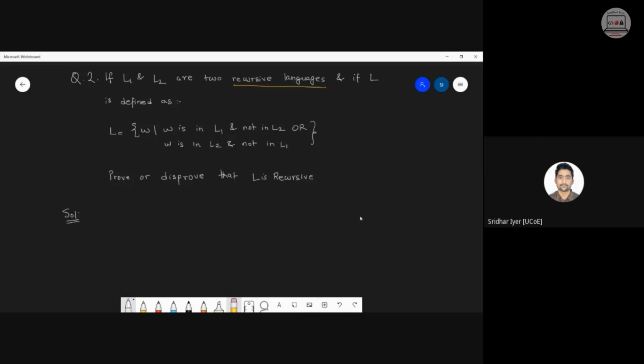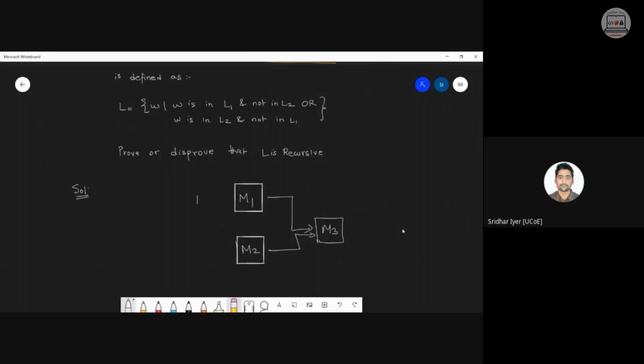We'll start with the Turing machine count. How many Turing machines will be there? Simple, straightforward question. Three. Okay, three, correct. Similar to what we saw in the previous problem, we are going to have two Turing machines, M1 and M2, and their corresponding outputs will be sent to the Turing machine M3. So we are giving two inputs, one to M1 and the other to M2, and this is your W.